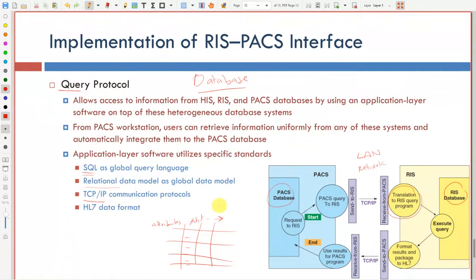Usually you use TCP/IP because you have a local area network. You're not supposed to expose this to the internet, so that it is more secure. And whenever you're sending anything between the different systems, you use the HL7 data format so that the compatibility between the systems is maintained.